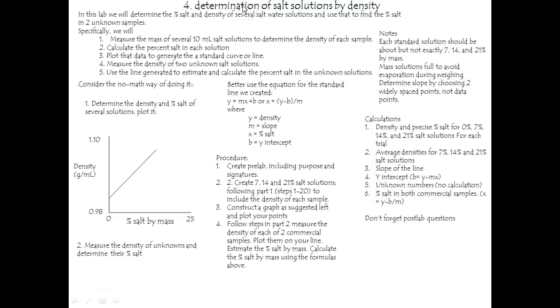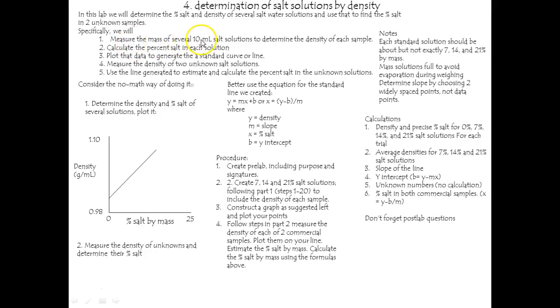Okay, hi. In this experiment, we are going to determine the concentration of some salt solutions by measuring their density. Specifically, we'll be determining the percent salt and the density of several standard saltwater solutions, creating a standard line, and using that to find the percent salt in a couple of unknown samples. So here's what we'll do.